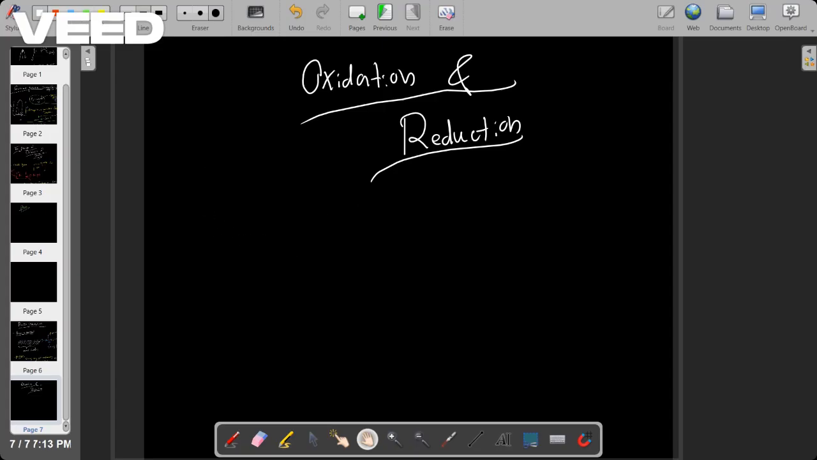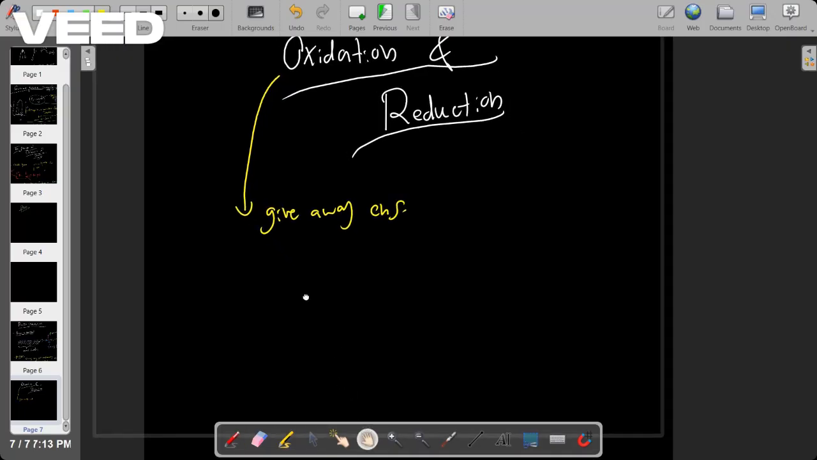Now, oxidation means what? Give away electrons. Oxidation means give away electrons.